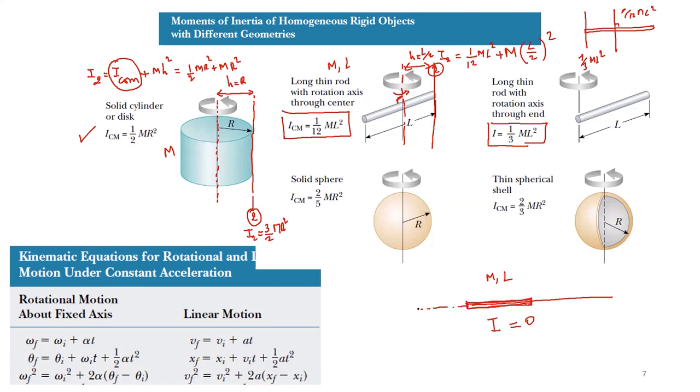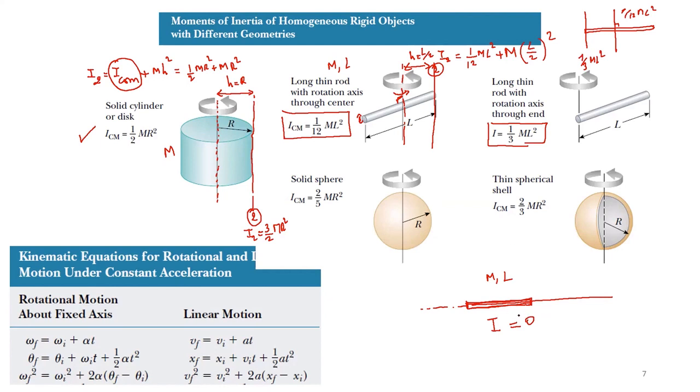And a rod by definition is a one-dimensional object. As I said, in a rod, the width, or let's say, diameter of the rod is very small compared to the length. So the rod is one-dimensional. So if I take the axis of rotation and I put it in the same direction as the rod, the moment of inertia is 0.